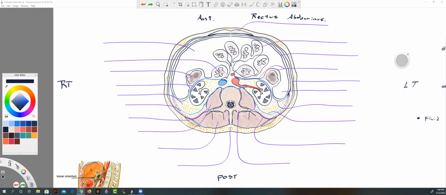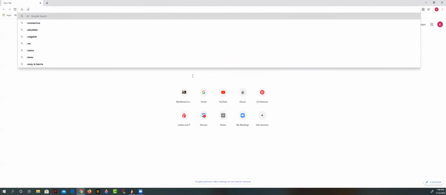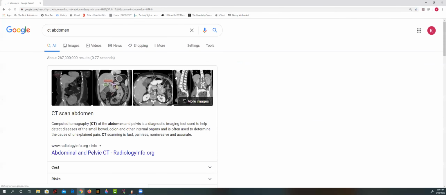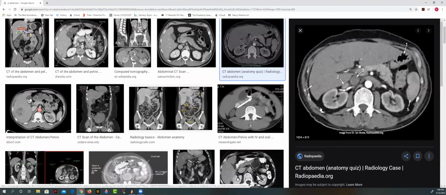There we go. Let's do CT abdomen, and I want a transverse view. Let's just bring that up a little closer. Right lobe, right side of the body. Number 5 is spleen over here, so that's left side of the body. And we look at ultrasound.